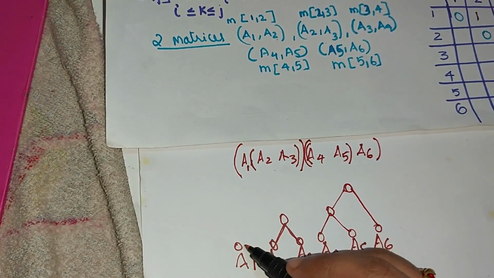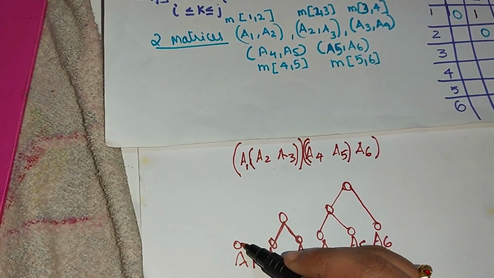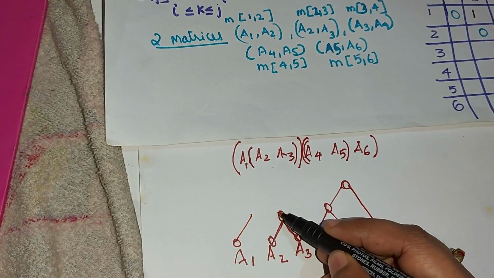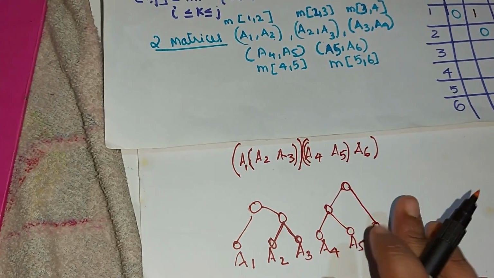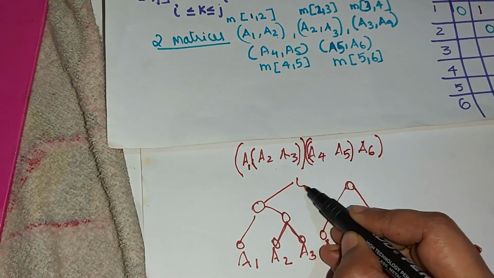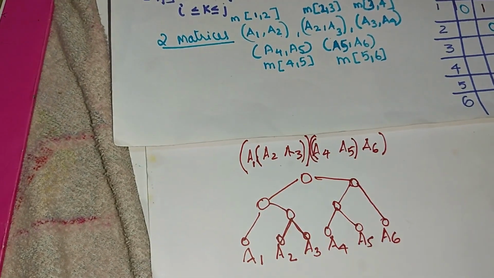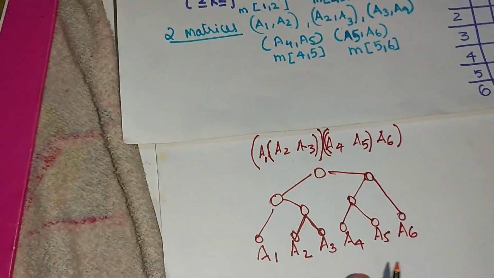So here also this answer is combined with A1, so you can write like this. Now these two answers are combined together, so you have drawn the tree. This is the tree.